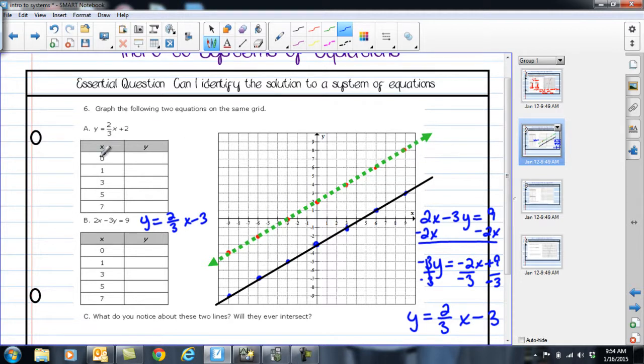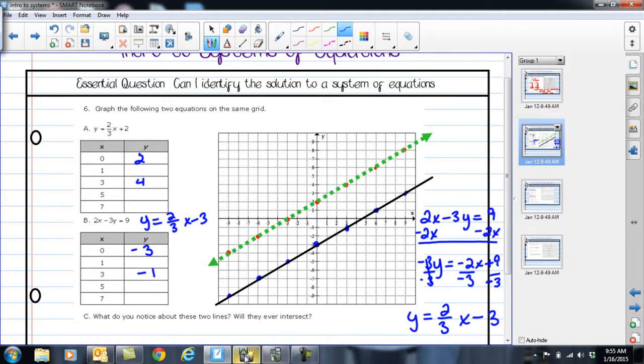I'll fill in the ones I can from looking at the graph. For the first one, when x is 0, y was 2. When x is 1, that's not a pretty number, so we're not going to do that one. When x is 3, y is 4. When x was 5, that's also not a pretty one. And when x was 7, not so sure that's a pretty one either. So we're going to fill the rest in a minute. For the bottom one, when x was 0, y was negative 3. When x is 1, that's not a nice number. When x was 3, y was negative 1. When x was 5, and when x was 7, those are ones I'm going to have to look up on my calculator.